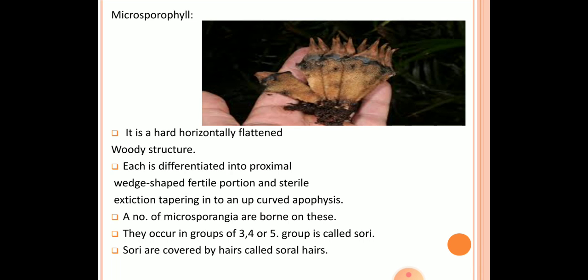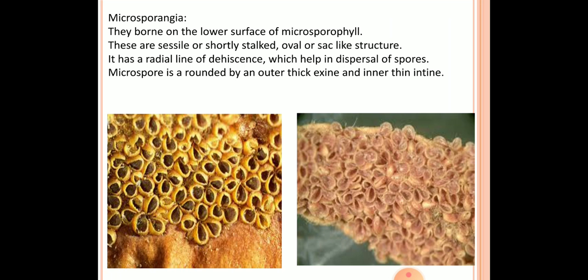A number of microsporangia are borne on both sides, occurring in groups of 3 to 5 called sori, and each sorus is covered by hairs called soral hairs. This is how the microsporangia look. They are borne on the lower surface of the microsporophyll, and are sessile or shortly stalked oval sac-like structures. It has a radial line of dehiscence which helps in the dispersal of the spores. The microspores are rounded, with an outer thick exine and an intine.